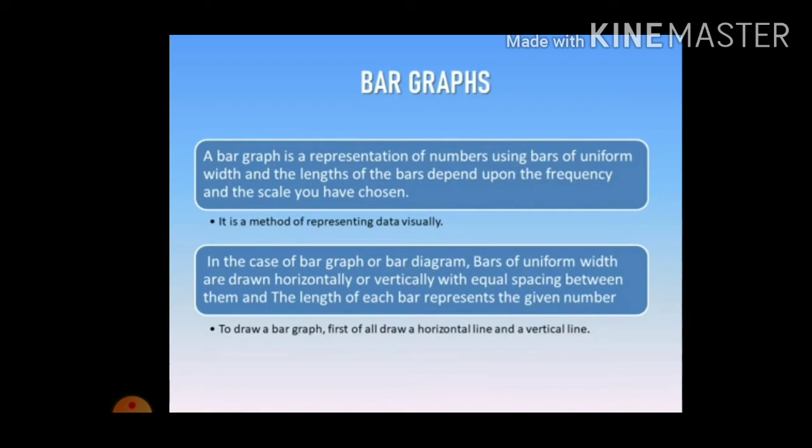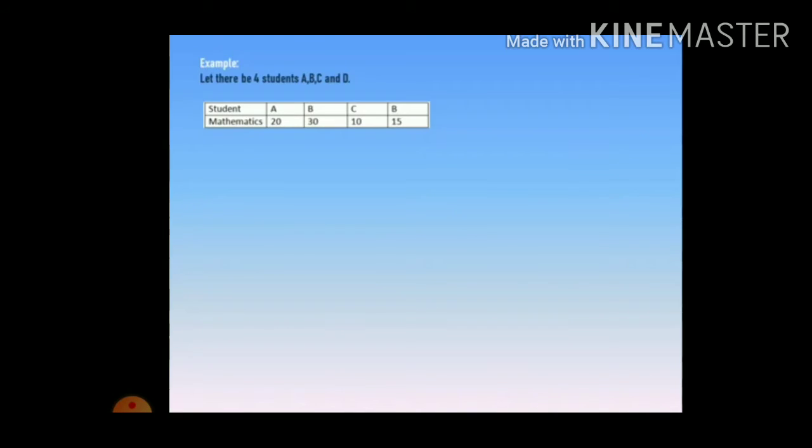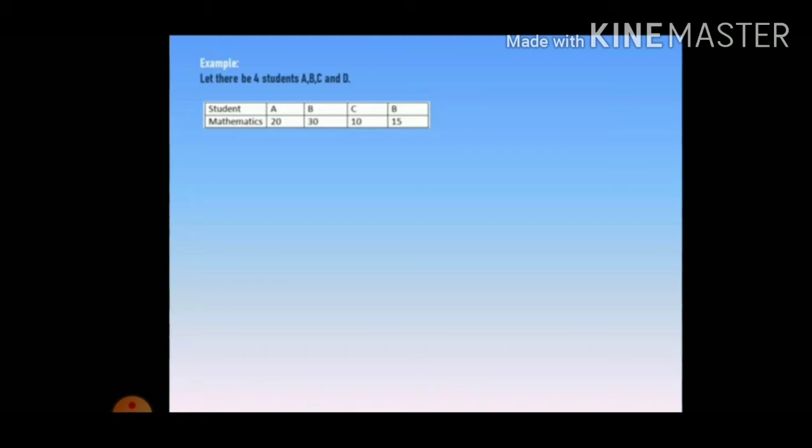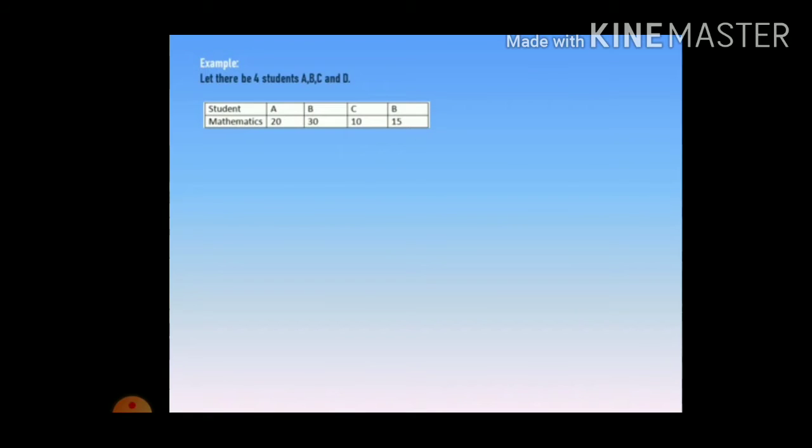In the case of bar graph or bar diagram, bars of uniform width are drawn horizontally or vertically with equal spacing between them, and the length of each bar represents the given number. Let us take an example. Here we have a data about students ABCD and their mathematics marks. So here we have to represent a simple bar graph.